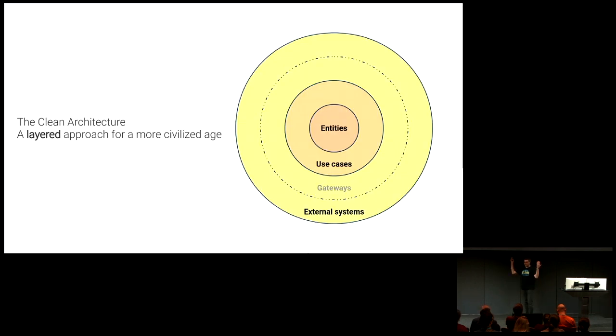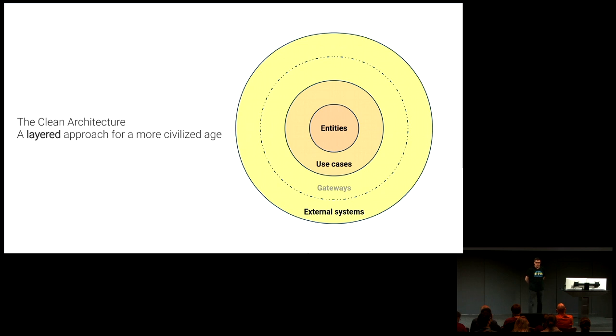What is the clean architecture? This. So the clean architecture is a layered architecture. So it's a way to create systems based on layers. Here we have four layers. Let me spend a couple of minutes on this slide. Layered architecture means that when you create something in your system, you are not free to put it where you want. Components are forced to live in a certain layer according to their nature. Here we have entities, use cases, and external systems, plus a half layer, which is called gateways.